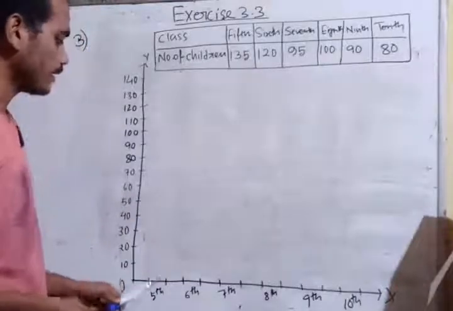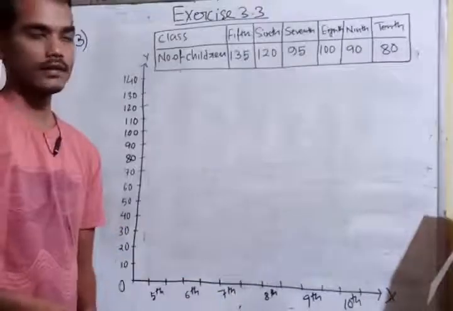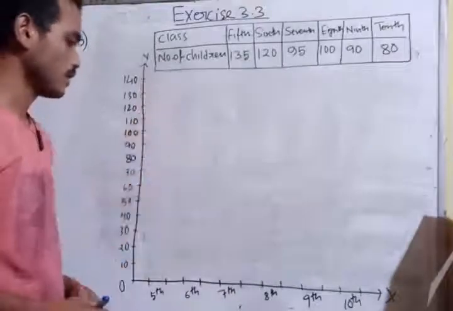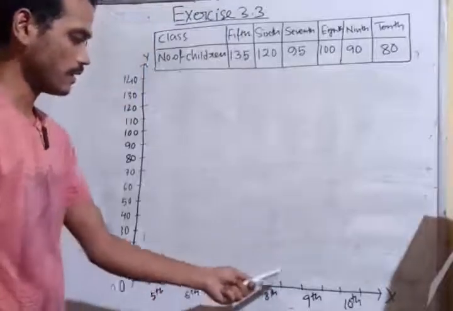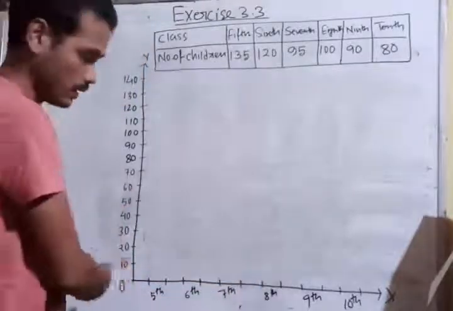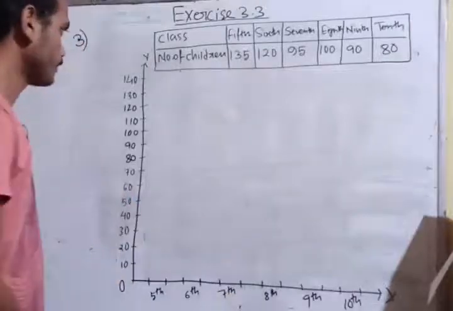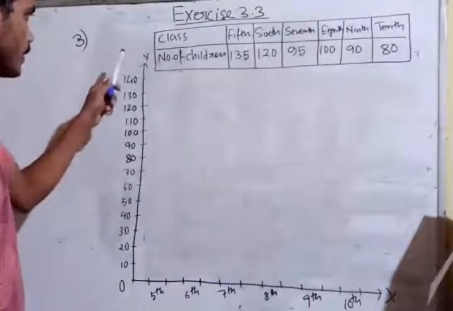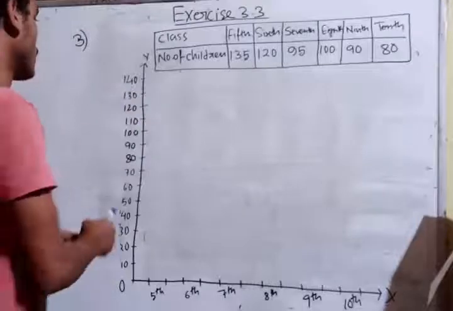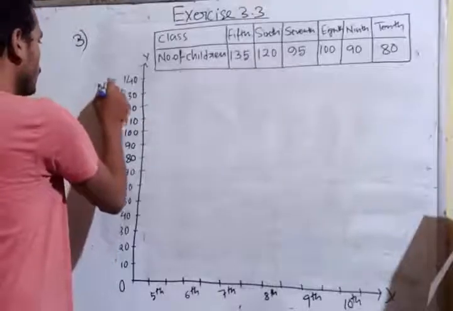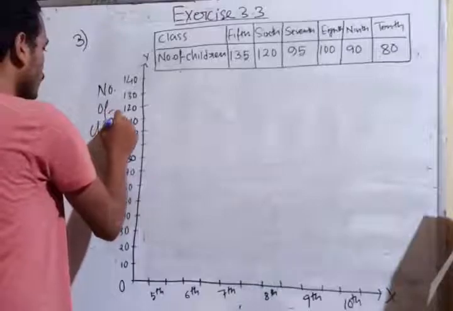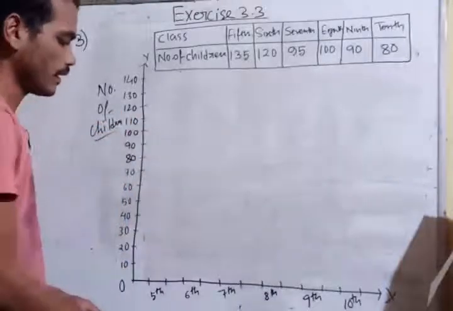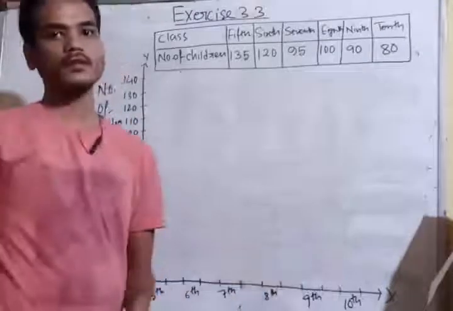Then on the horizontal line you are using the classes: class 5th, 6th, 7th, 8th, 9th and 10th. So the classes are given here. And on the vertical line I am using the number of children, so here you will write number of children, and here you have to write classes.